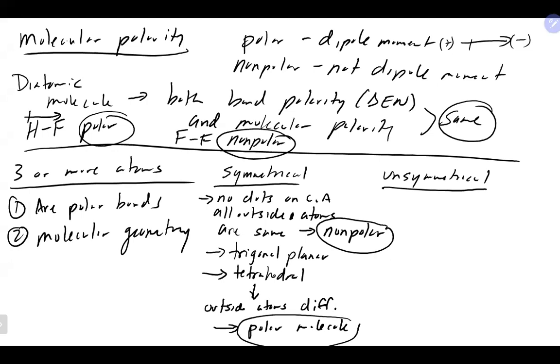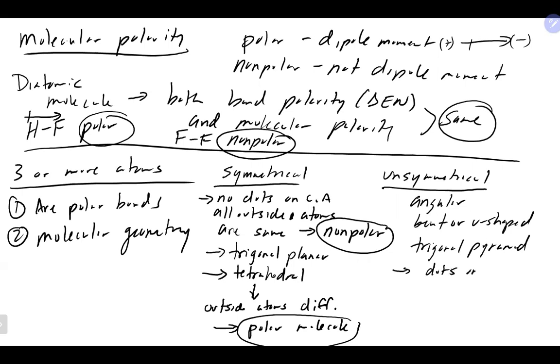That leaves us pretty much a couple other geometries for you guys, which would be angular, bent or V-shaped, or trigonal pyramid. And what basically all these guys have in common is there are dots on the central atom. So when you draw the Lewis structure, you've got those non-bonding electrons on the central atom. If all the outside atoms are the same, it most likely will be polar. So basically, you've got dots, you've got everybody on the outside the same.